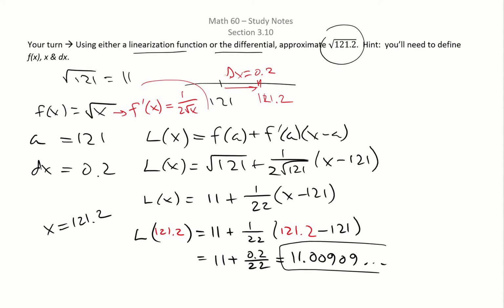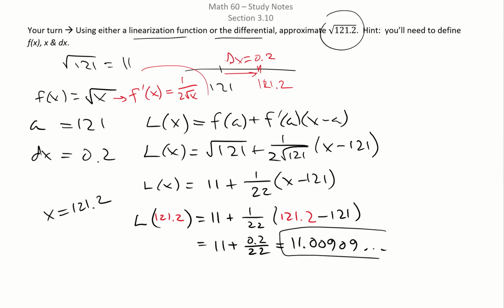Now I didn't do this, but just for fun, I'm going to get the calculator right now and just go, what is the square root of 121.2? And it says it's 11.009087 whatever. So it's really close.